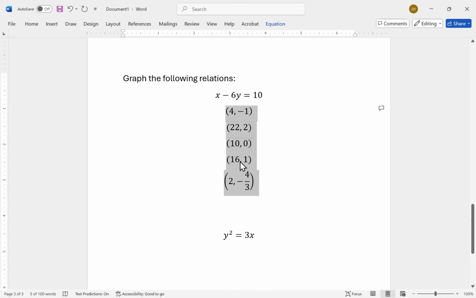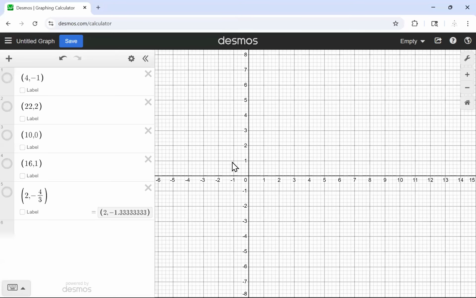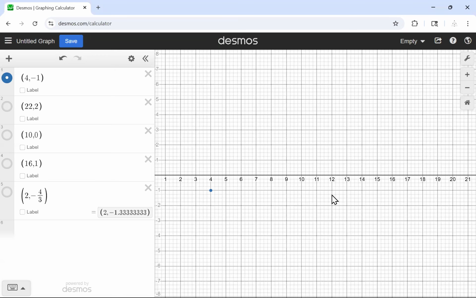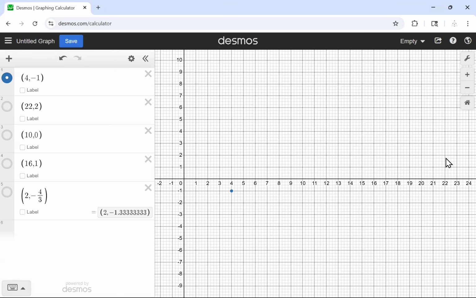Let's do that for this. I'm screen sharing, so I'm going to utilize the Desmos calculator just to make it look a little bit nicer. Obviously, if I'm plotting the point (4, -1), I go to the right 4 units and then down 1. I get this point right here. Let me just turn that on, that point. And then (22, 2) would be way out to the right. 22 and then up 2. It'd be this point right here.